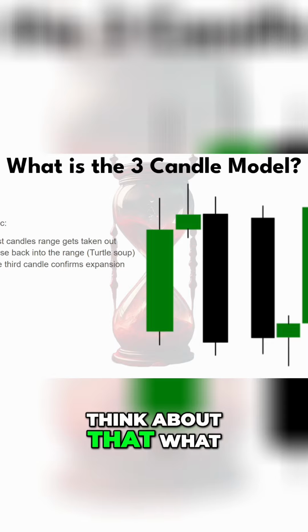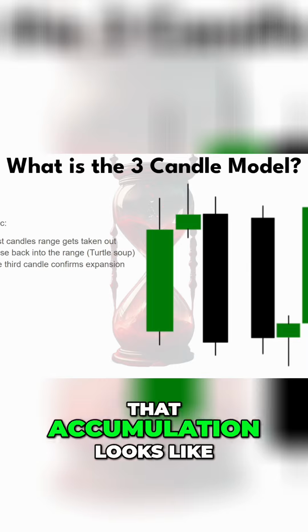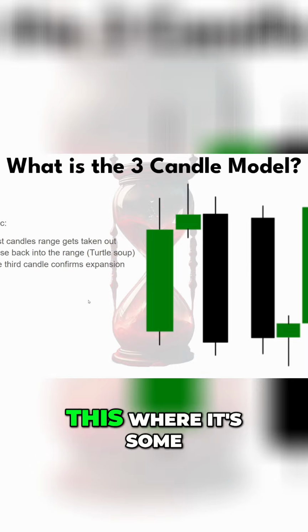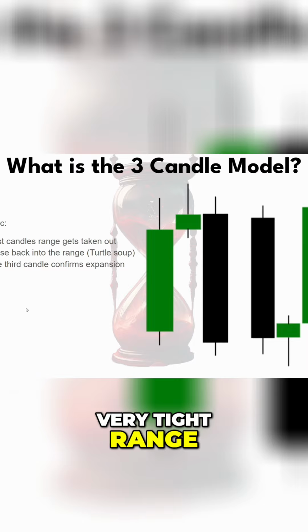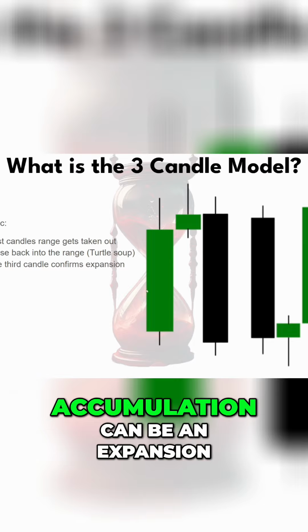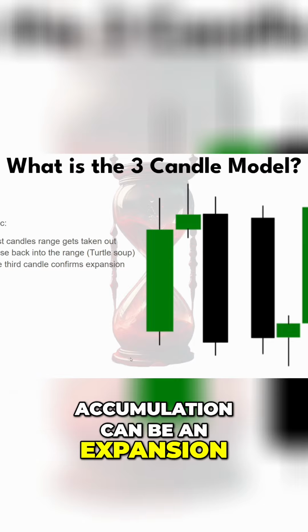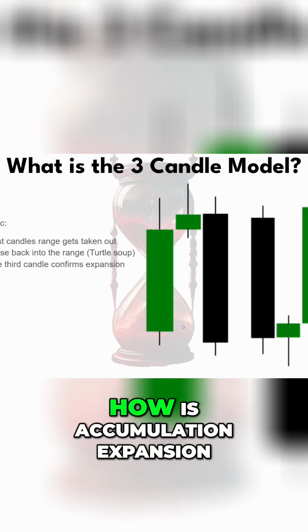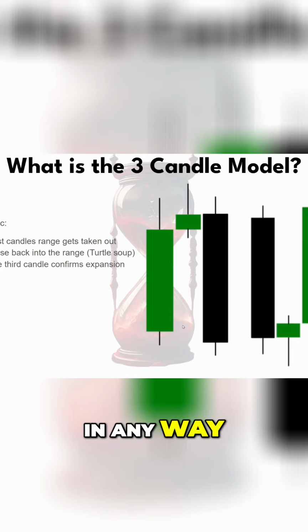Now think about that. What you've been taught is that accumulation looks like this, where it's some sort of consolidation or time distortion in a very tight range. This is not true. Accumulation can be an expansion. But now you might be thinking, how is accumulation expansion in any way, shape, or form?